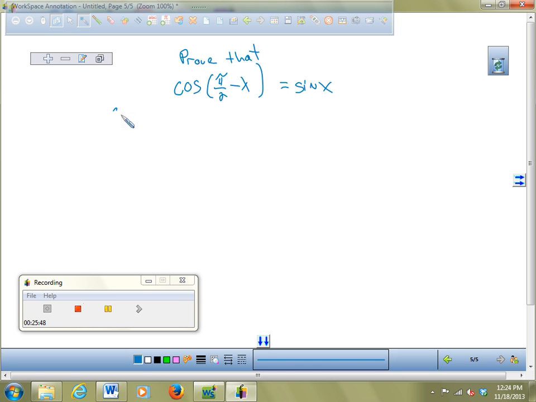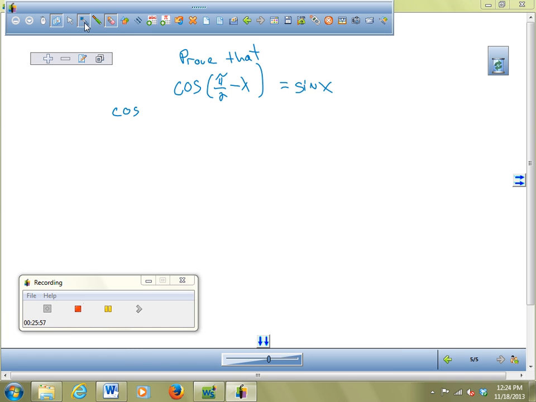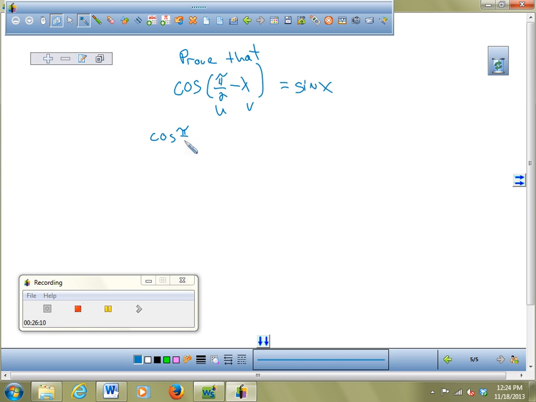Let me go quick here. I'm going to do the cosine of alpha. This is like alpha, or sorry, I'll call it u and v. I don't want to confuse you. I'm confusing myself. U and v. All right? So I'm going to use the cosine u minus v formula in this case. And all that's going to look like is cosine of pi over 2 cosine of x plus sine of pi over 2 sine of x. And then you just simplify that.